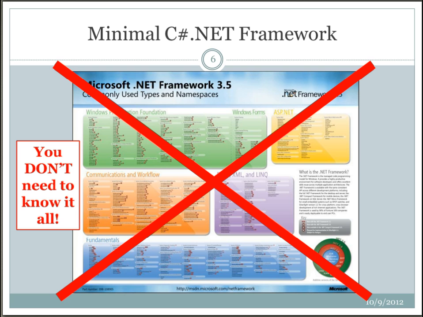So the C#.NET for the .NET Framework, actually, it's available in many languages. This is a kind of a shrunk down picture of a poster, the Microsoft .NET Framework for version 3.5, and it lists the different namespaces and classes that are available, and they're divided into different categories here. Windows Presentation Foundation, Windows Forms, some web-based stuff here, communications and workflow, some data-oriented stuff, fundamentals. That's a huge amount of information there. Don't worry, you don't need to know it all. That's why it's X'd out.